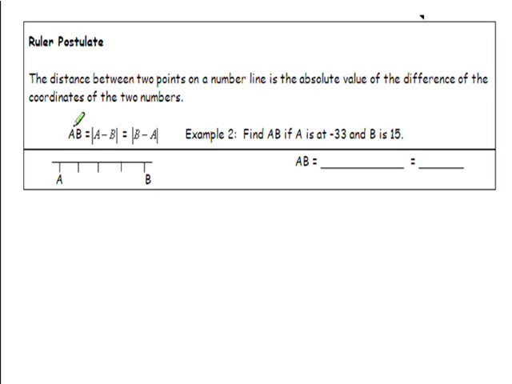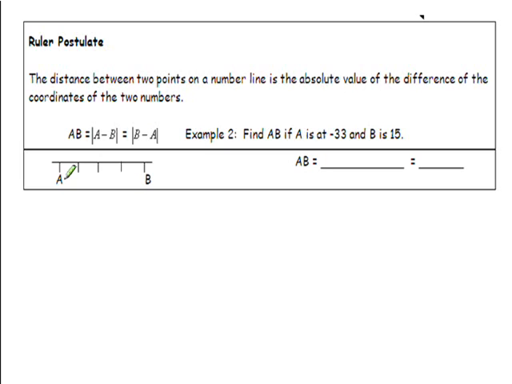Now we have our first postulate, the first of many postulates you will encounter in this class, and it's called the Ruler Postulate. It simply says that the distance between 2 points on a number line is the absolute value of the difference of the coordinates of the two points. That's what this equation shows. AB, notice no bar over the top, so we're talking about the length of AB, is equal to the absolute value of the coordinate of point A minus the coordinate of point B, or the other way around. Doesn't matter.